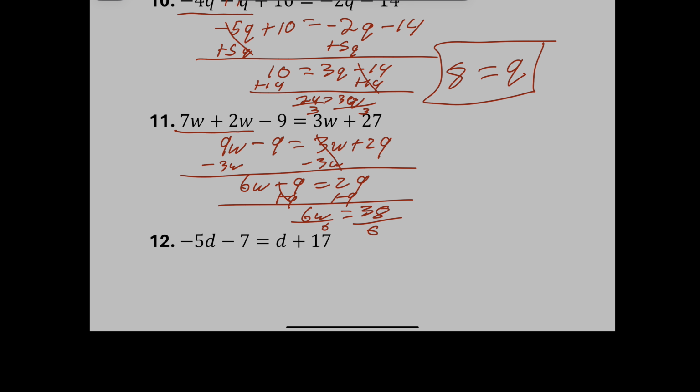If I divide by 6, my w equals 38 over 6, which could also be, oh, let's cut these both in half. That would be 19 over 3. Okay, now let me look to see if I made a mistake, because I see these fraction answers and it makes me double check stuff.